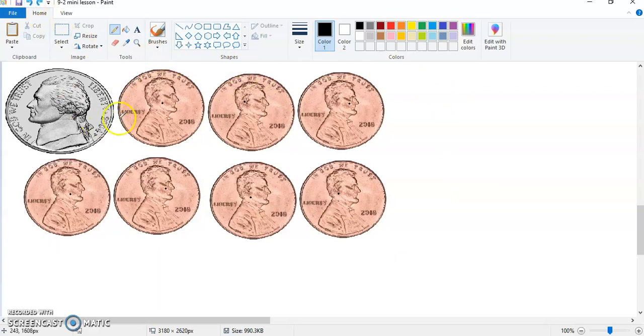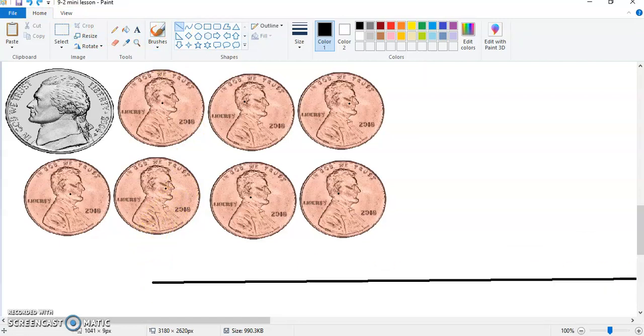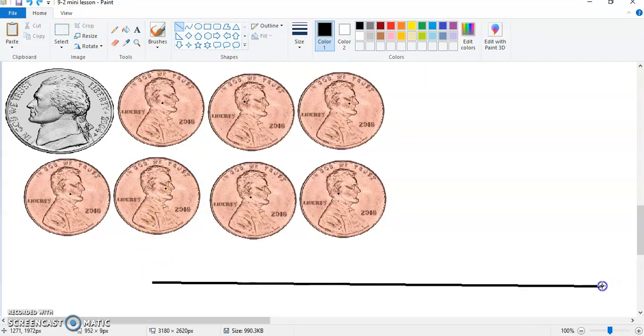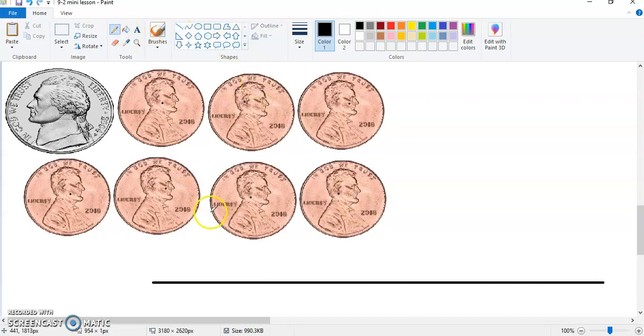Or we could start with 5, and let's see, if we were on a number line, if we had a number line. Oh, that's not a very good line, Miss Morgan. Let's see if I can make a good line. There we go. All right. And we had 1, 2, 3, 4, 5, 6, 7. Okay, so we had this number line.